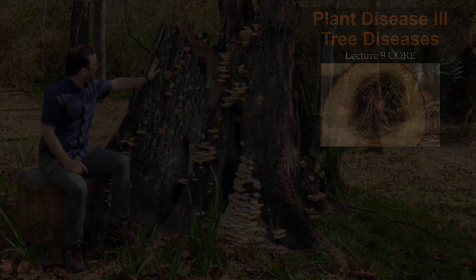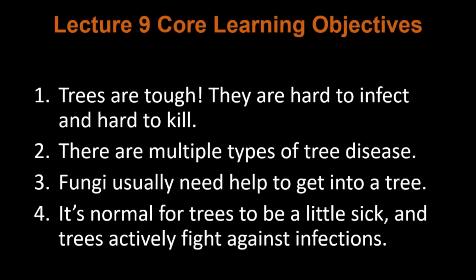Our learning objectives today are: 1. Trees are tough. They're hard to infect and hard to kill. That's why the fungi that are able to infect trees are really special. 2. There are multiple types of tree disease. I'll talk about the broad categories today, and then we'll see some very specific examples in class. 3. Fungi usually need help to get into a tree. We'll talk about some of the ways fungi can get into a tree. And 4. It's normal for trees to be a little sick, and trees have ways to actively fight against fungal infections.